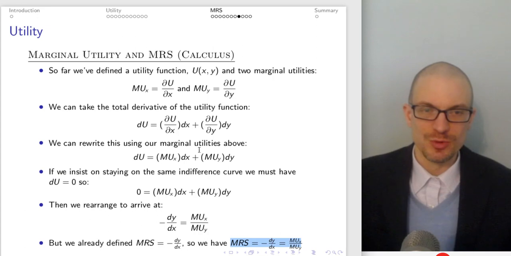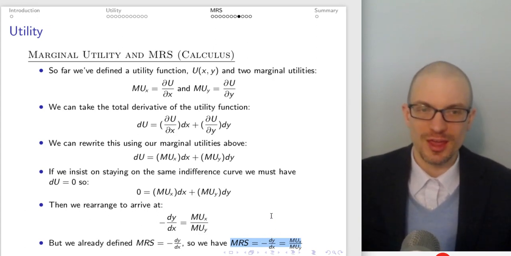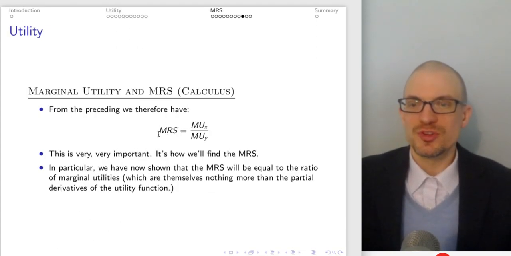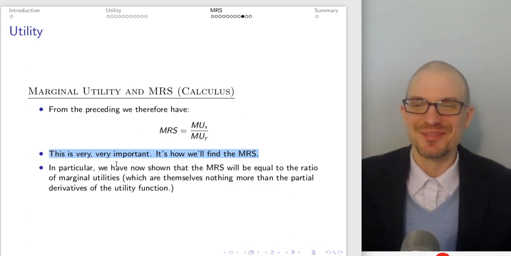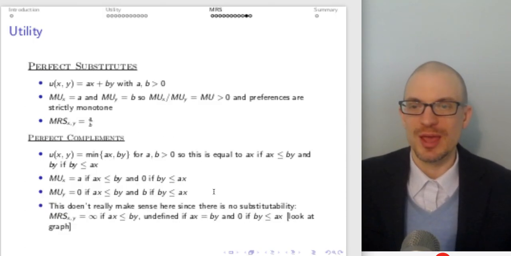This is exactly what we did before. I just replaced it with calculus. We've just now done this twice. All this is to say, you can find the marginal rate of substitution by taking the ratio of marginal utilities, which is nothing other than the partial derivatives of the utility function. From the preceding, the MRS is just the ratio of marginal utilities. This is important. It's how we find the MRS. The MRS will be the ratio of marginal utilities themselves, nothing more than the partial derivatives of the utility function. And I'll walk through the differentiation in the examples we'll do.